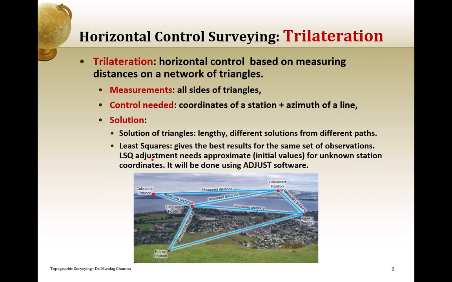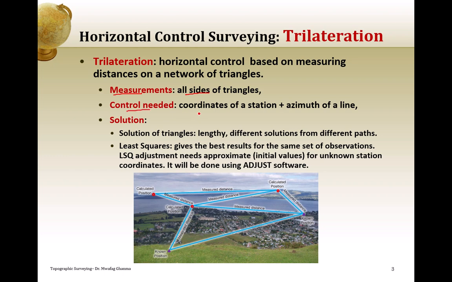In this method, the trilateration, the horizontal control coordinates, which are the easting or northing of the points, will be based on or calculated from measuring distances on the network, only distances. So what are the measurements here? As we always summarize the properties of each method, the measurements are all the sides of the triangles that we have in this network.